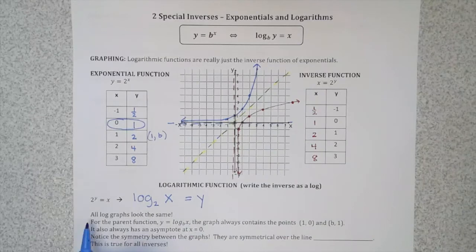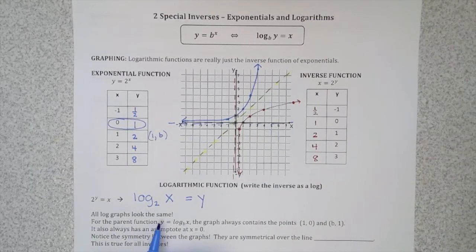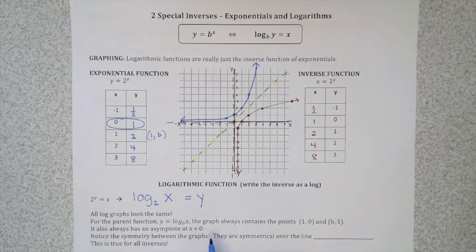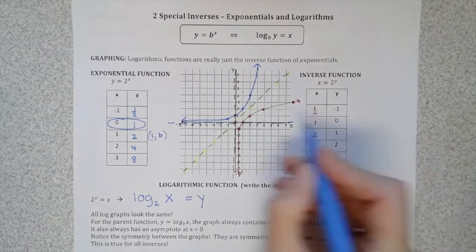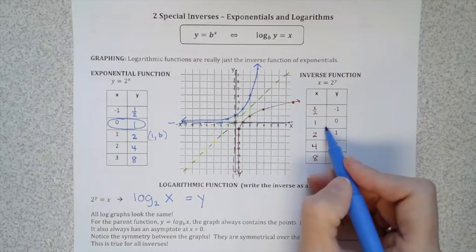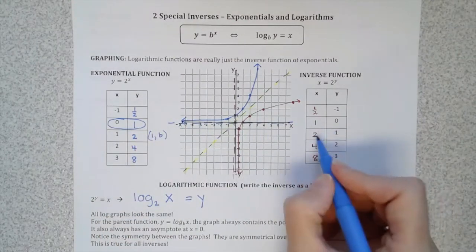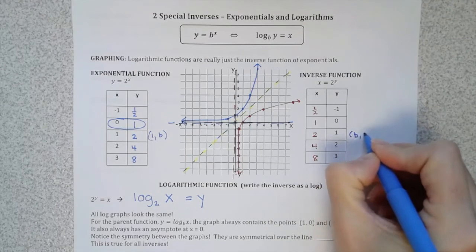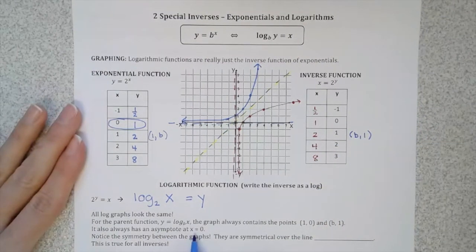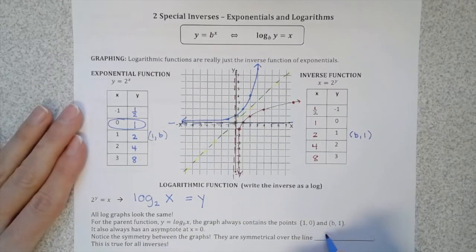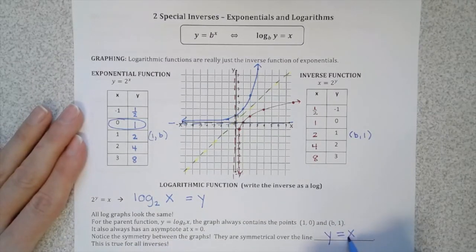Now, all logs look the same, just like all exponentials look the same. This is the parent graph. You'll always have the point (1, 0), and you'll always have the point (base, 1). So this point corresponds to this one. That will always be there. And then this is the point (base, 1). Now again, it's always going to have an asymptote at x is 0, and there is symmetry between these graphs. They're symmetric over the line y equals x.